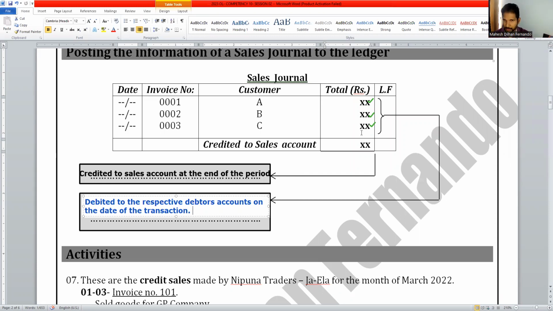It's very simple, right? It is similar to the purchases journal. The only thing is, the addition of the purchases account is debited to the purchases account at the end. The addition of the sales account is credited to the sales account at the end of the period.